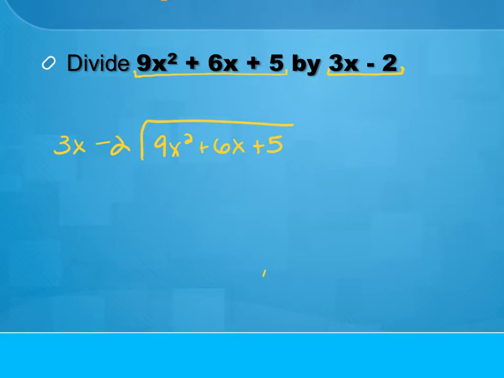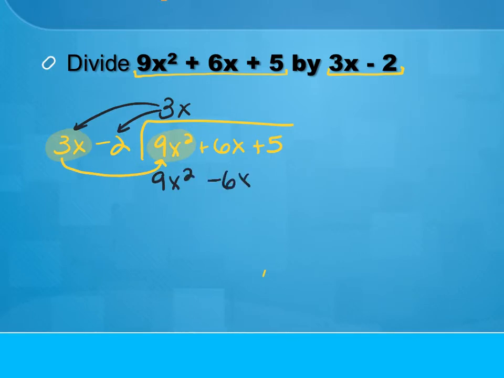So now it's first into first. Do not worry about your second term for this first step. What would I have to multiply 3x by to get to 9x squared? Or what is 9x squared divided by 3x? 3x. So that goes at the top. Now I worry about what's on the outside because this 3x is going to get multiplied by both terms. 3x times 3x is 9x squared. 3x times negative 2 is negative 6x.